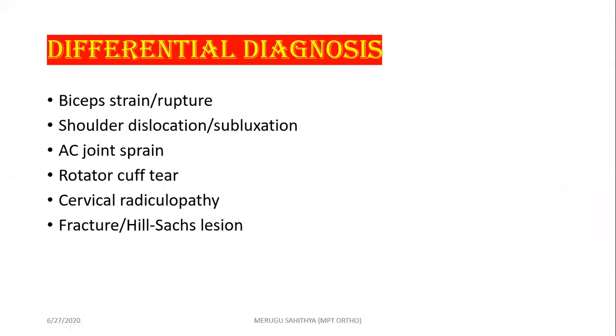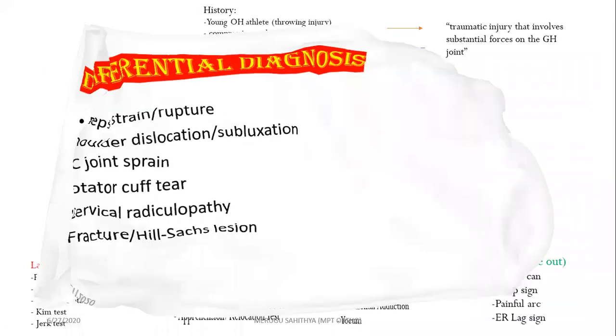Coming to the differential diagnosis, it includes biceps strain or rupture, shoulder dislocation or subluxation, AC joint sprain, rotator cuff tear, cervical radiculopathy, fracture or Hill-Sachs lesions.